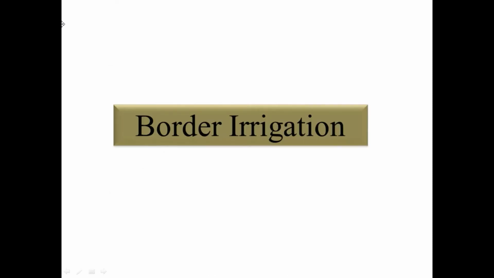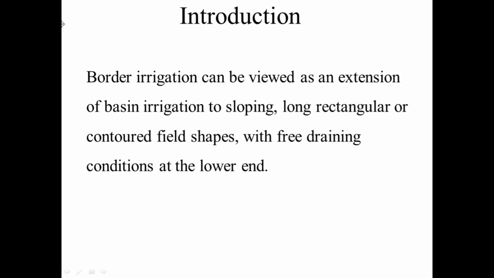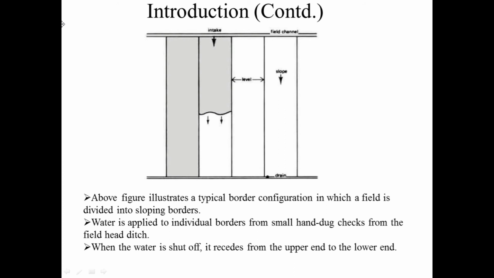Now we are moving to border irrigation. This method is also called the border strip method. In our local term, the method is called the Yara method. Border irrigation can be viewed as an extension of basin irrigation to sloping, long rectangular or contoured field shapes with free drainage conditions at the lower end.